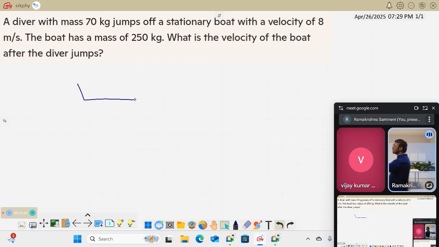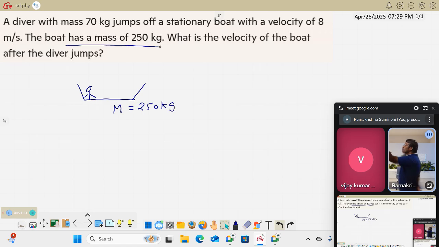So this is the boat. Inside the boat there is a driver. The mass of the boat is given how much? 250 kg. Yes or no? Check it. Mass of the boat is 250 kg. Driver mass how much? 70 kg. He is smaller. How much? 70 kg. So moving with a velocity. What is the velocity? 8 meter per second.